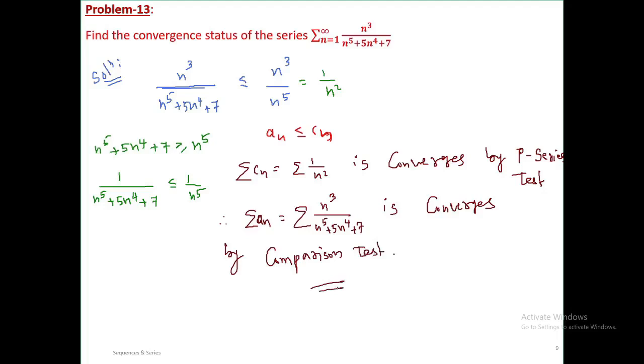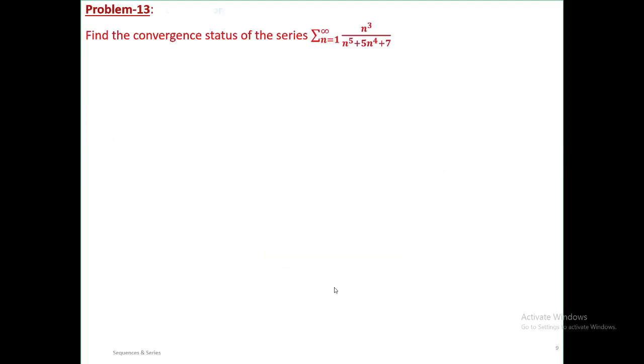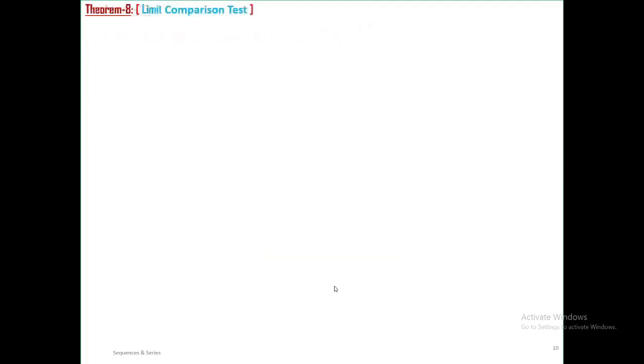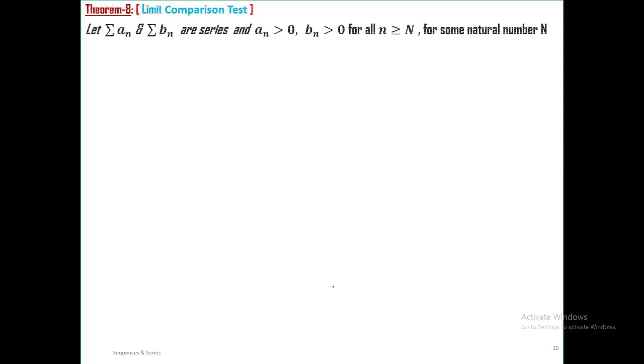That's it. Okay, next one, theorem number 8, limit comparison test. It's an easy one. So before that, the requirements are: the two series you have taken, the terms should be more than 0. Previous one for comparison test, more than or equal to 0. Now it is limit comparison test. Comparison test and limit comparison test, both are different, and it's true for all n more than or equal to some capital N for some natural number n.